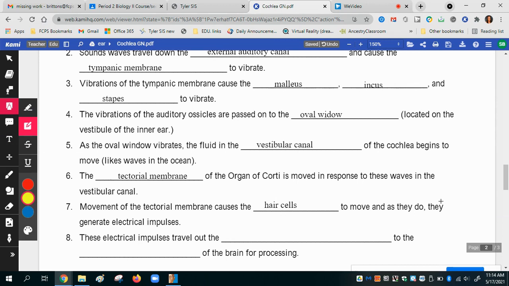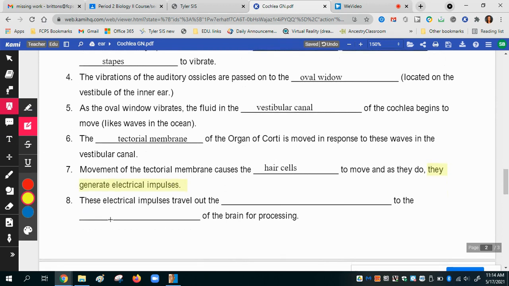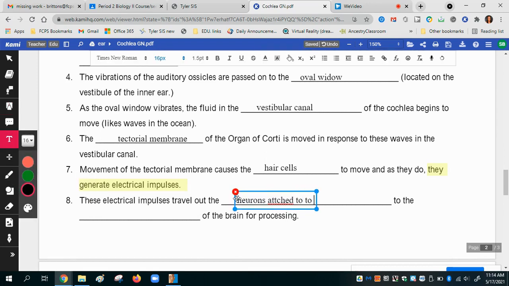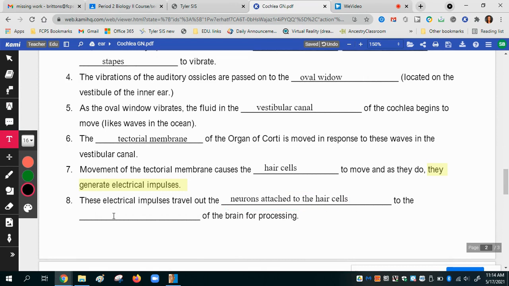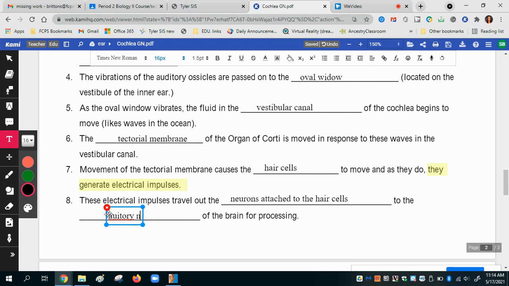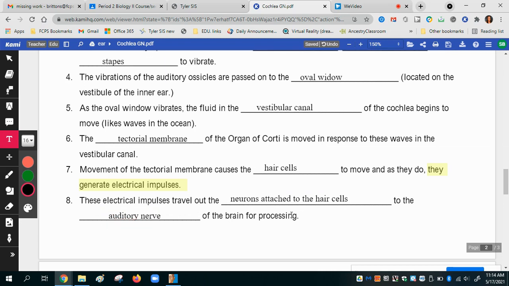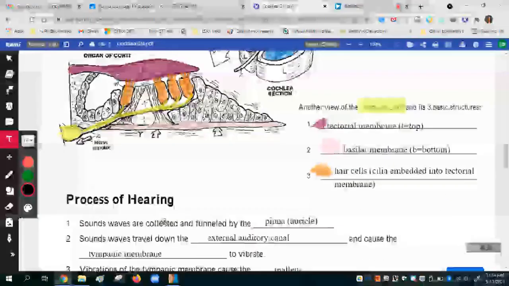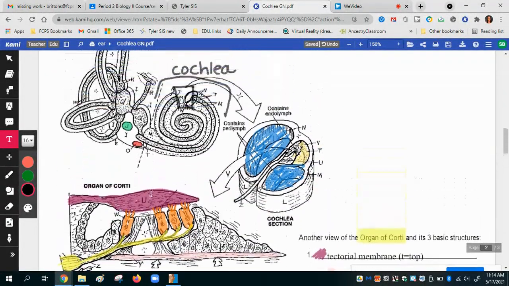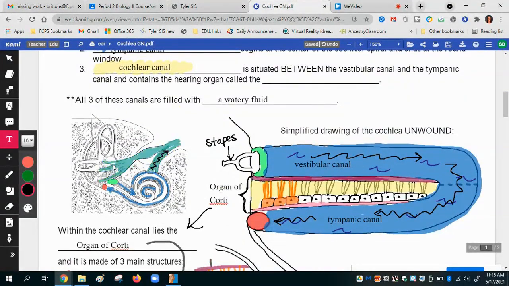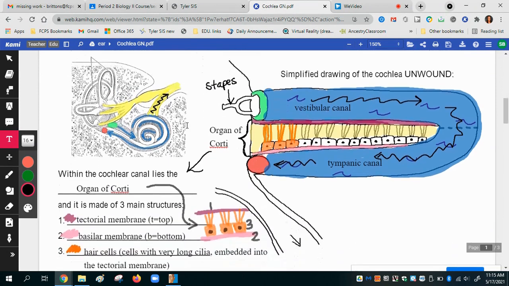Here's the main goal. The hair cells generate electrical impulses. These electrical impulses travel out the neurons attached to the hair cells and to the auditory nerve of the brain for processing. So that auditory nerve actually starts here at the hair cells and collects to look more like this. And that's cranial nerve number 8 out of 12. There's 2 branches. There's a vestibular branch and a cochlear branch, but collectively we call it auditory nerve, or sometimes the vestibulo-cochlear nerve. So that's the process of hearing.